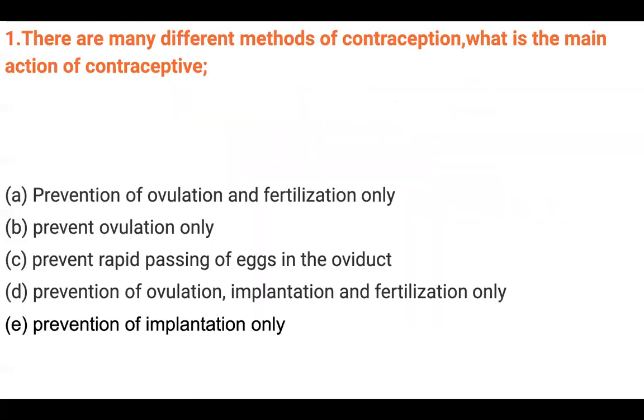Now it's time for MCQs. First MCQ: there are many different methods of contraception. What is the main action of contraceptive? A, prevention of ovulation and fertilization only. B, prevent ovulation only. C, prevent rapid passing of egg in the oviduct. D, prevention of ovulation, implantation and fertilization only. E, prevention of implantation only. The answer is D, prevention of ovulation, implantation and fertilization.